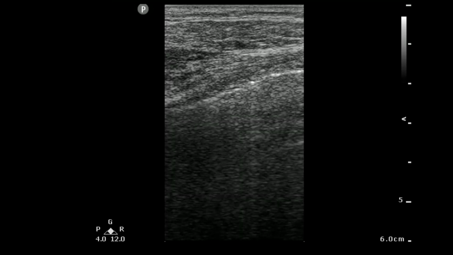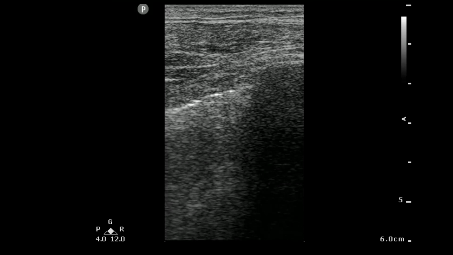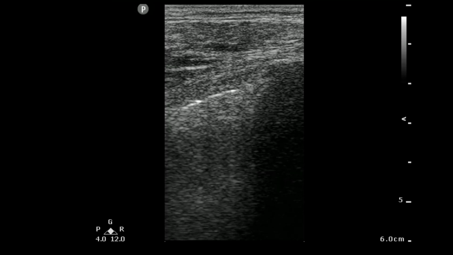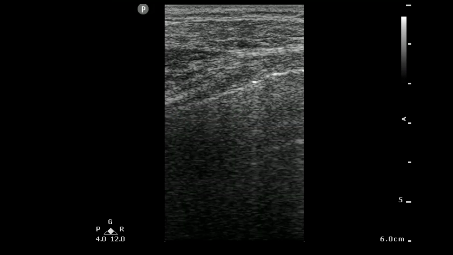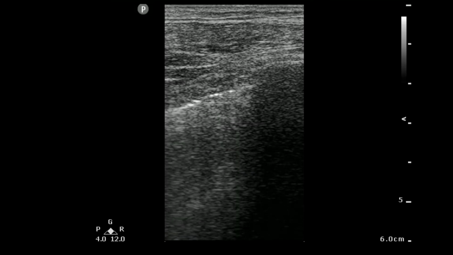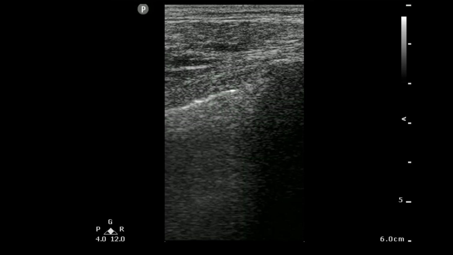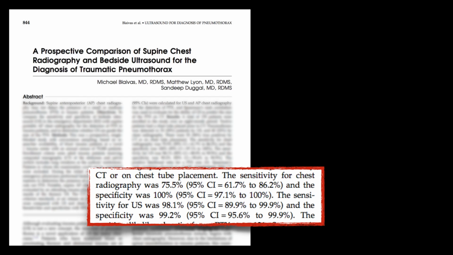Now, the question you may say is, well, great. How good is this, right? How well does this perform when we're looking for pneumothorax, right? Is this something that you can do just because you love ultrasound, or is this a good test that I should really consider adding into my armamentarium of tests that I have at the bedside with the trauma patients, right? So a couple of articles I wanted to point out. This one was published by Mike Blavis.